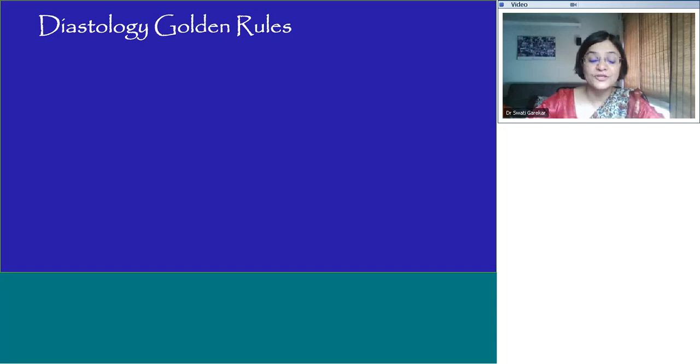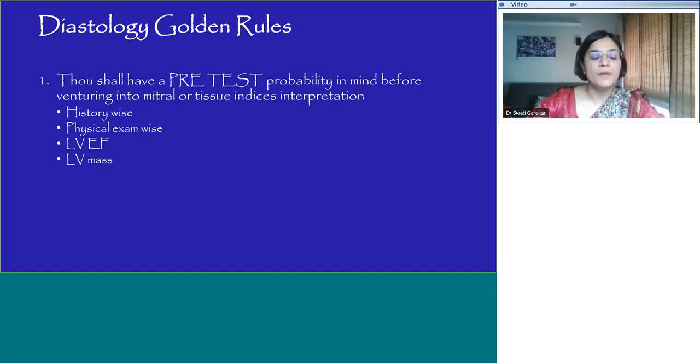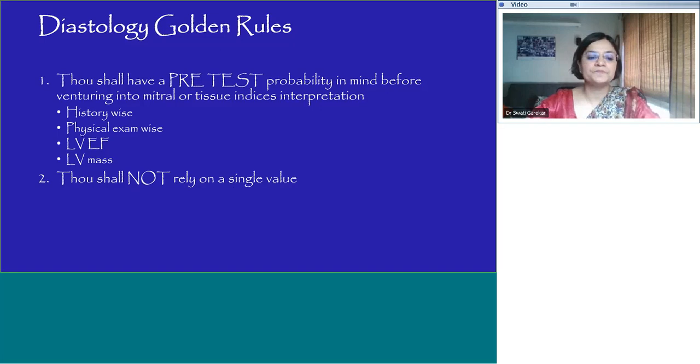Before I take you through the two flowcharts that they have, remember some golden rules. Number one, thou shalt have a pretest probability in mind before venturing into mitral or tissue Doppler indices interpretation. What this means is that make sure you've listened to the patient's history, you've examined her, you've looked at your heart thoroughly, looked at your LVEF, looked at the mass, ruled out hypertrophy, ruled it in, and then you're evaluating diastolic dysfunction. You will not rely on a single value.